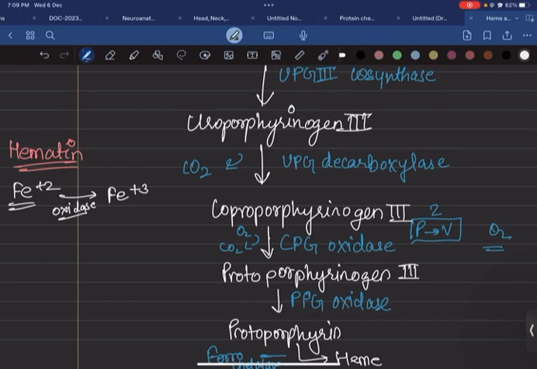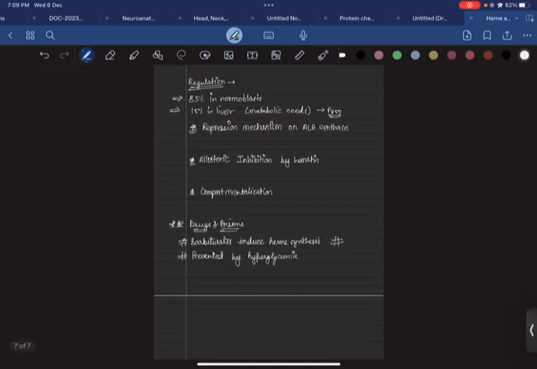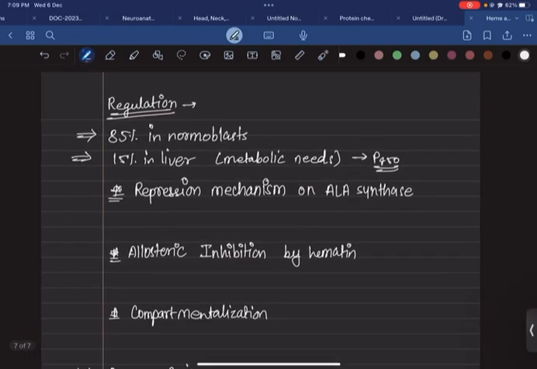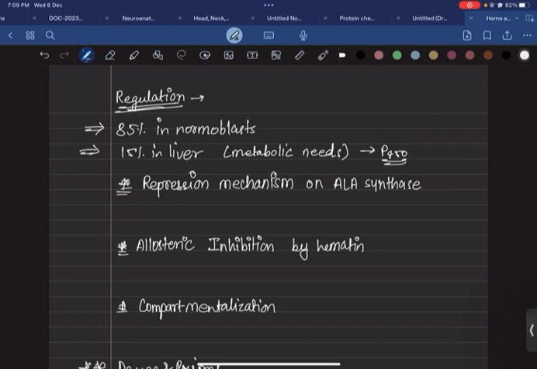Instead of heme, hematin is formed. This hematin is very important, you might ask. Obviously it's of no use, right? For transport of oxygen it's of no use, but it is very important in regulating the cycle, and we'll see how in just 2 minutes. Okay, so let's just move on to the regulation of this cycle.